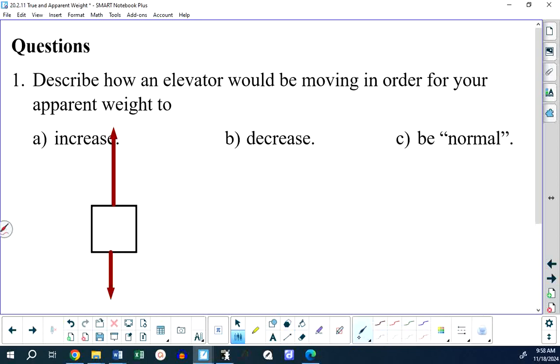This is the applied force. This is what I'm going to call your earth weight or true weight. This is your apparent weight.